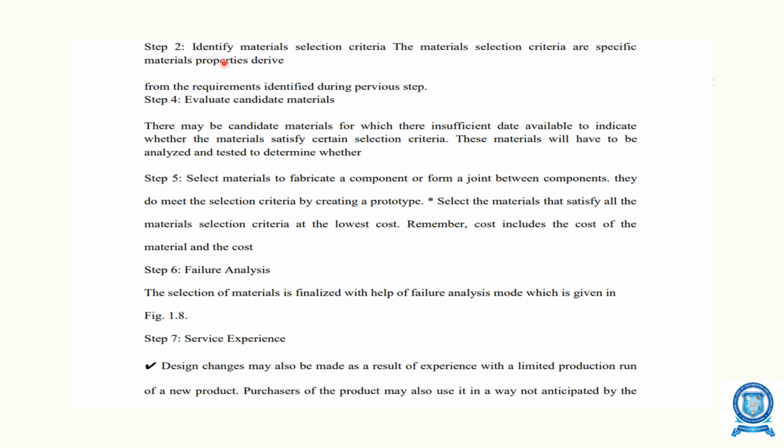And the second step is to identify the selection criteria. The third step is the material properties. Step number 4, we have to evaluate the candidate materials. Step number 5, we have to select the materials to fabricate a component. And the last step, we have to analyze the failure, whether the material has any failure or not. So these are the things we have to keep in mind while selecting the material.